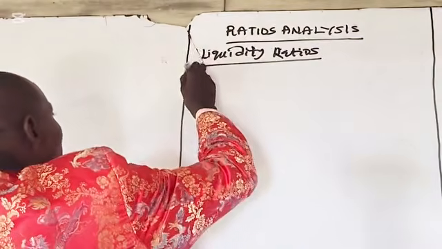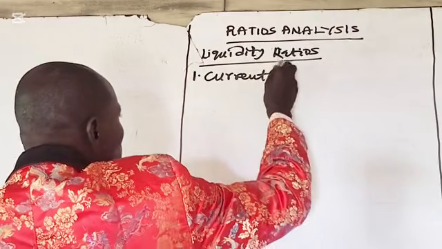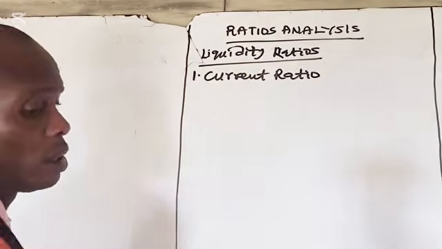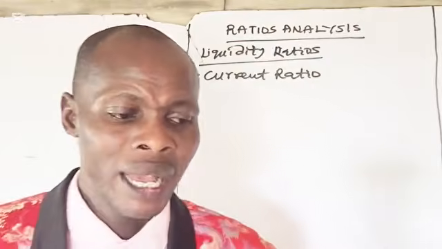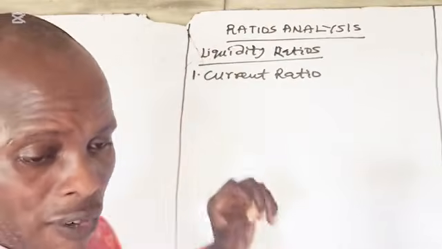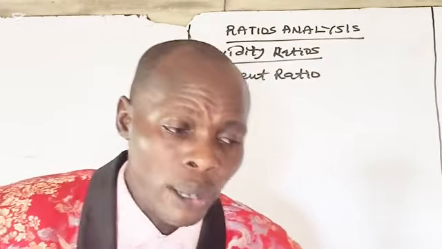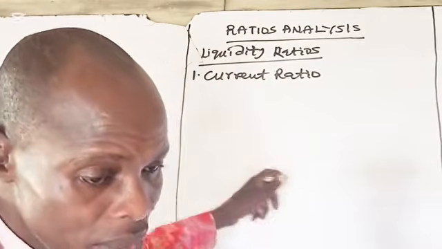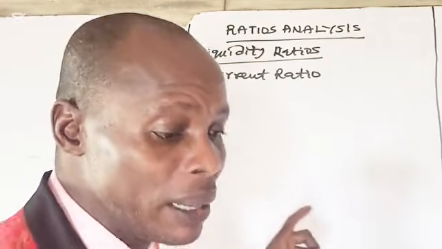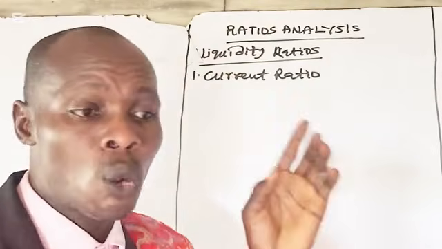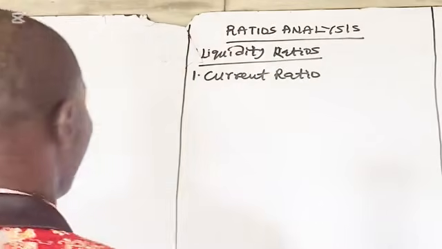So, as a measure of liquidity, we shall consider the current ratio. This ratio indicates whether a company has sufficient current assets to cover its current liabilities. I repeat, current ratio indicates whether a company has sufficient current assets to cover its current liabilities.